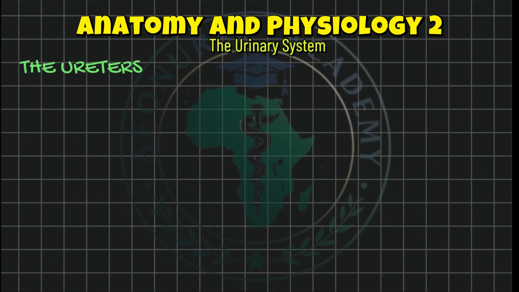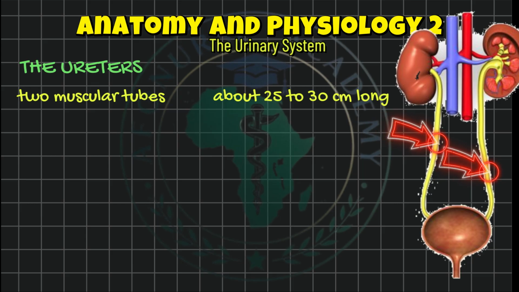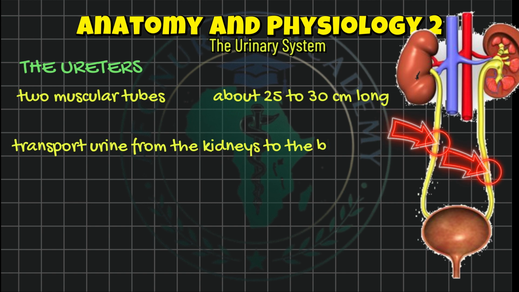Moving down from the kidneys, we have the ureters. These are two muscular tubes, one coming from each kidney, and they're about 25 to 30 centimeters long. Their job is simple but important: transport urine from the kidneys to the bladder. Now, you might think, okay, it's just a tube. Gravity does the work, right?